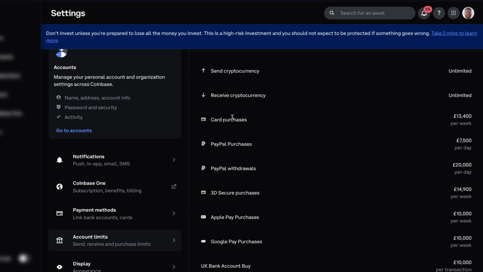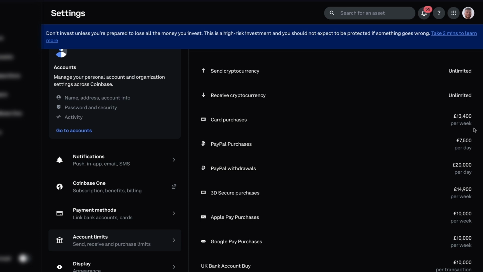The card purchases in general, this one, I believe this has been increased a bit, or this may actually be the default. It's actually quite hard to say, but this is per week. So it's still quite a big limit, but if you are buying crypto at a fast rate, you will quickly hit this limit.